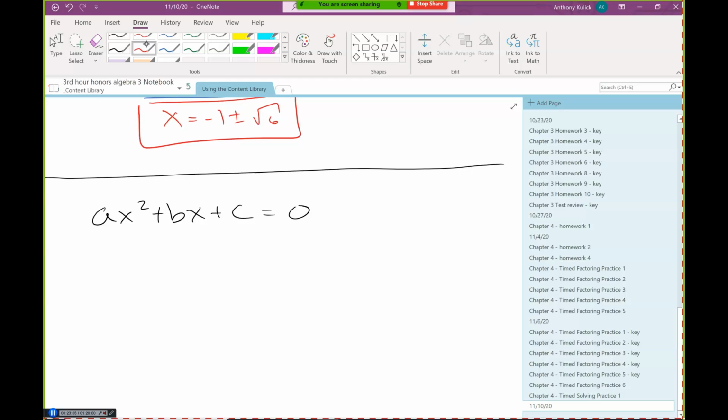Okay, so we're going to start by completing the square. The first thing we need to do is make sure the leading coefficient is 1. So I'm going to do that by factoring an A out. So there's that. Everybody okay there?